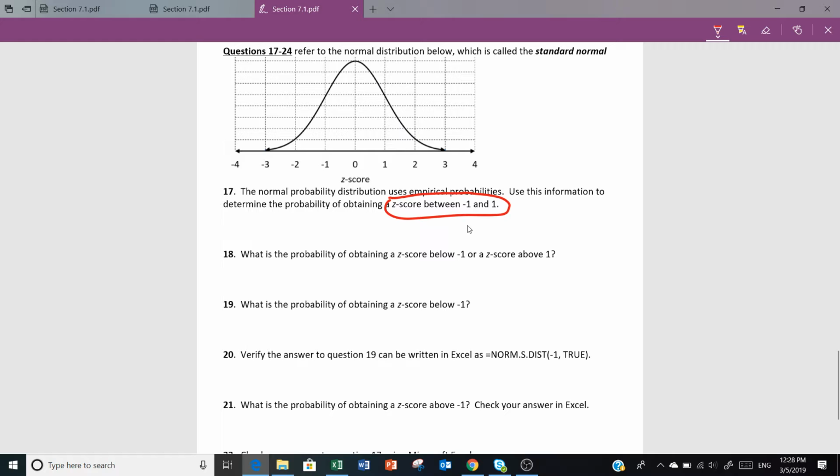This one's 0.32 below negative 1 and above. And now when we type it in, we should get 0.1586 around.